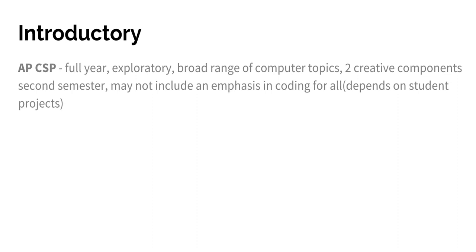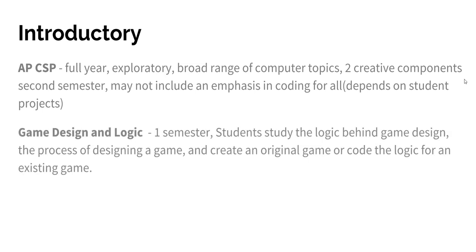AP CSP is a full year. It is an advanced placement class. It is not your typical junior senior level class. It is meant to be a freshman sophomore level class, and it could be taken by any grade level, but it is not your typical junior senior level advanced placement class. It covers a broad range of computer science topics. It has two creative components second semester, and depending on what project the students select, it may not involve a lot of coding. So that might not prepare kids for the advanced class if they're wanting to go right into an advanced class.